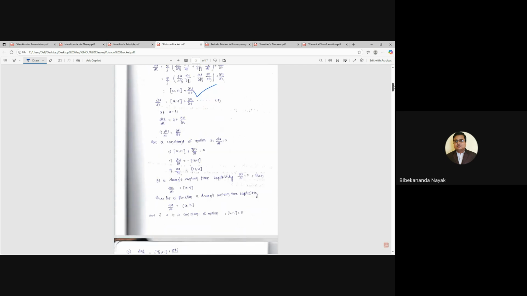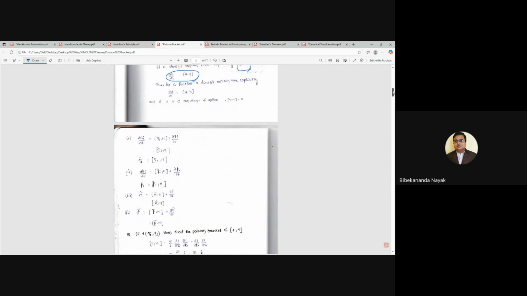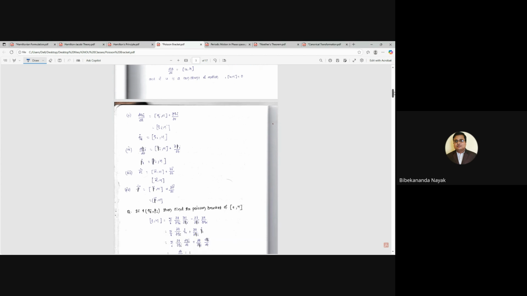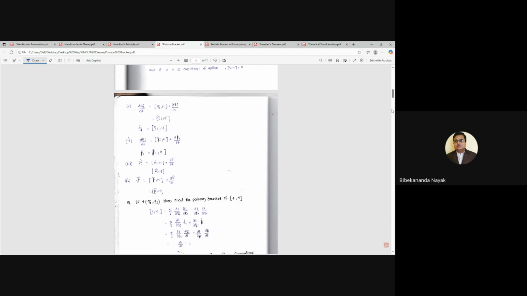Now, the time derivative. We will discuss that du/dt is the Poisson bracket of u with H, plus ∂u/∂t. So the time derivative of any quantity is equal to the Poisson bracket of that quantity with H, if it does not contain time explicitly. That is, ∂u/∂t = 0. Then we have a relation: for a constant of motion, its Poisson bracket with H must vanish.